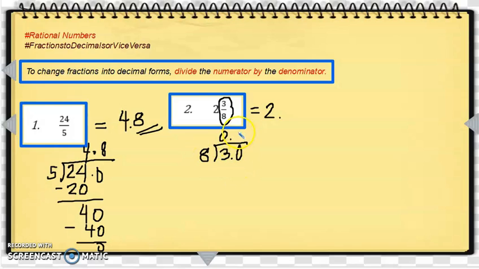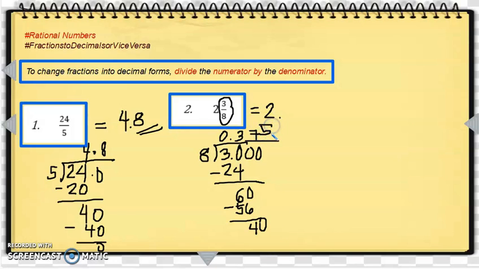30 divided by 8 is 3. 3 times 8 is 24. So you subtract, you get 6. Bring down another 0. 60 divided by 8 is 7. 7 times 8 is 56. Subtract again, get 4. Add one more 0 there and bring it down, so that we'll have 40. 40 divided by 8, we get an exact quotient there. 5 times 8 is 40.